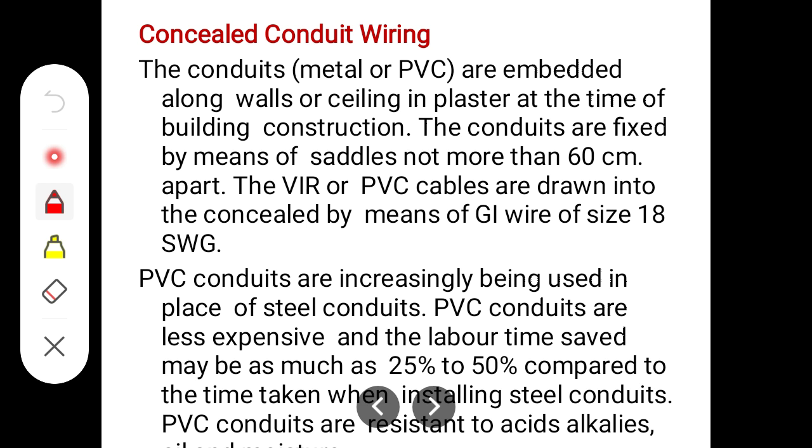In concealed wiring, the conduits are embedded along the walls and plastered at the time of building construction. While making the room or the building, before that, we place the concealed conduits. In the walls we make holes, and then the PVC conduits or metal type are placed. Here the saddles are at more than 60 centimeters.